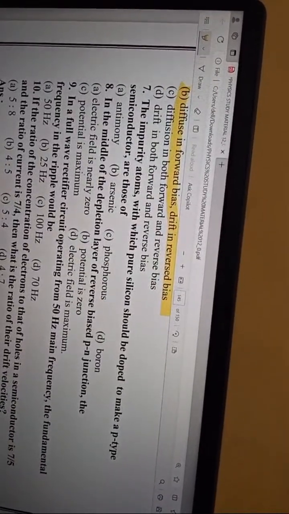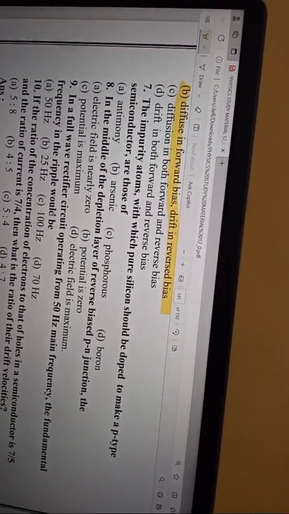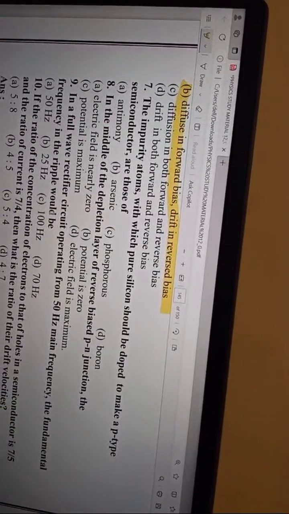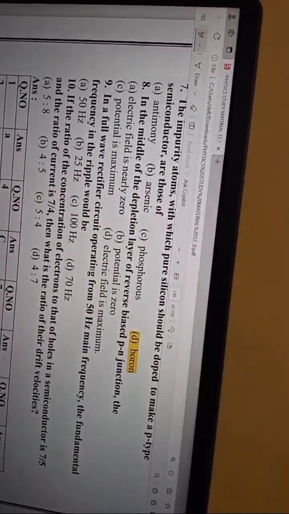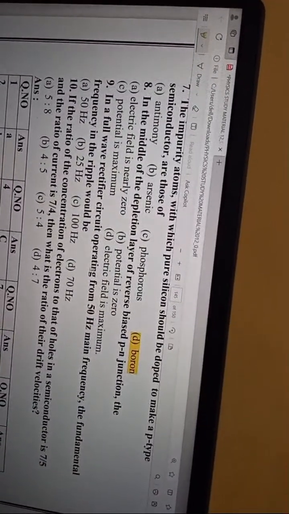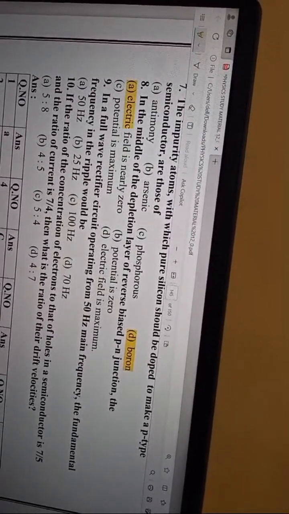The impurity atoms with which pure silicon should be doped to make a p-type semiconductor are those of, and the answer is boron. In the middle of the depletion layer of reverse bias PN junction, the electric field is nearly zero.